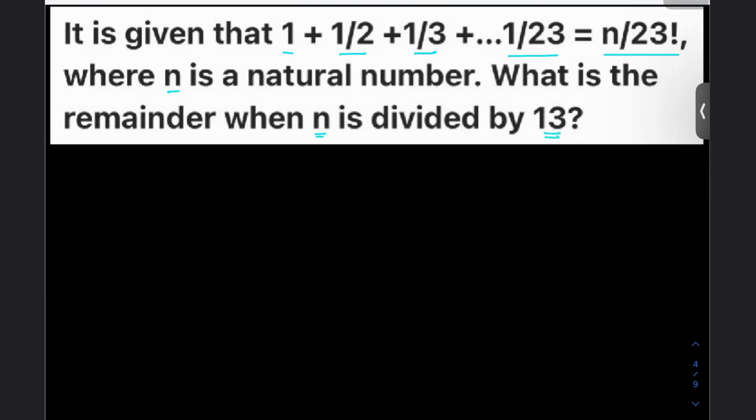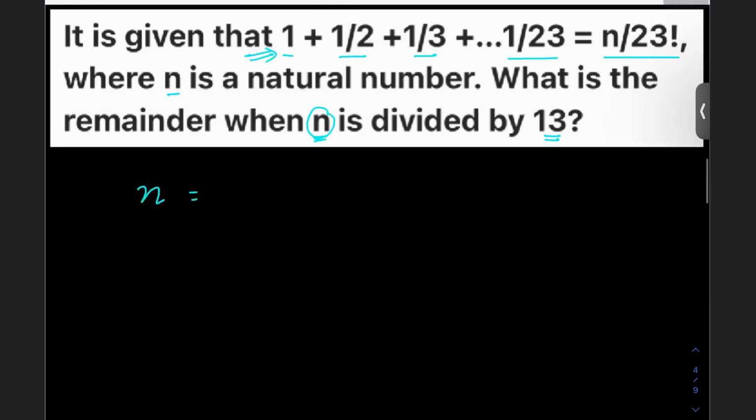So we have to find the remainder when n is divided by 13. And from where can we calculate n? For that, this relation is given. In this relation, if we find n, you can check that we have to cross multiply 23 factorial, and we will get 23 factorial plus 23 factorial upon 2 plus 23 factorial upon 3, and so on up to 23 factorial upon 23, which we can write in the form of summation r from 1 to 23 of 23 factorial upon r. This is the value of n.